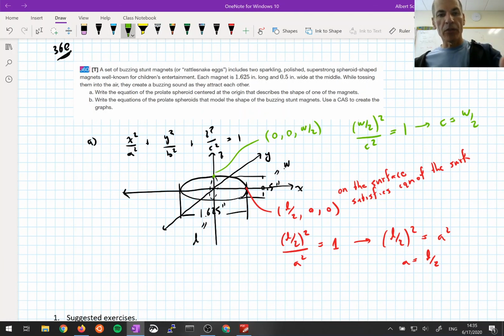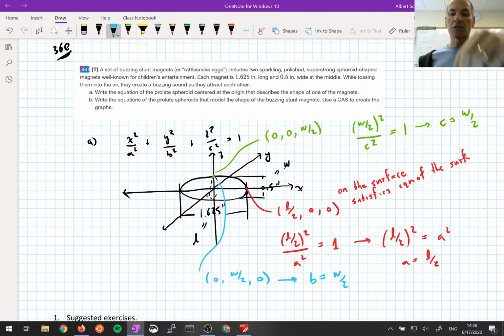We could go for a third point on, let's take this one right here. This is back along the positive y-axis. And we can repeat. We know that this point has x coordinate 0, y coordinate is going to be w over 2, z coordinate is going to be 0. I can substitute that into the equation, and I'm going to learn that b is equal to w over 2, which is the same as c in this case.